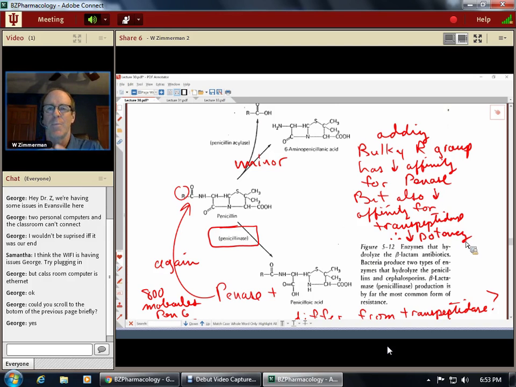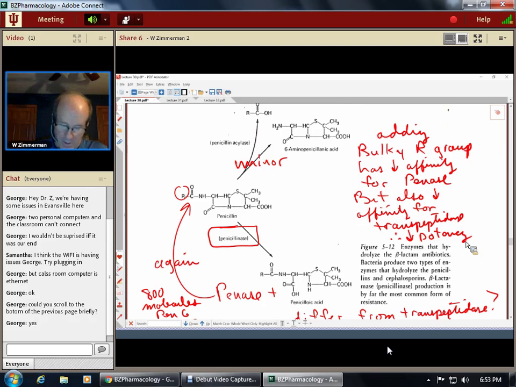So as long as a bacteria is not putting out penicillinase, we don't have much trouble with potency. We use good old Pen-G. But as soon as it starts putting out the penicillinase, and we use one of these bulky R group penicillins, boom, our potency falls off. But as I've always said, potency doesn't matter a whole lot. You just give more.